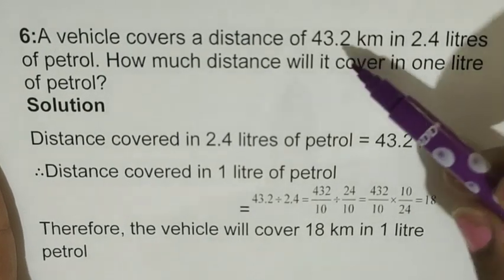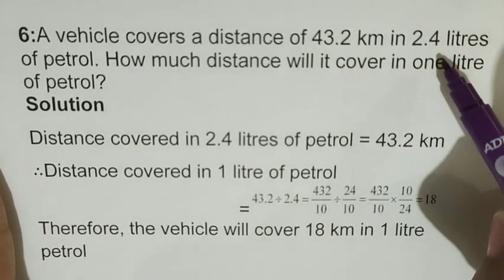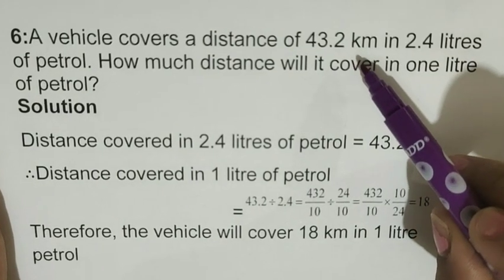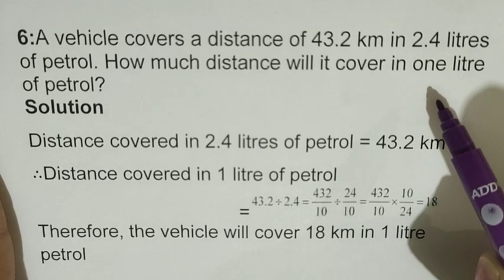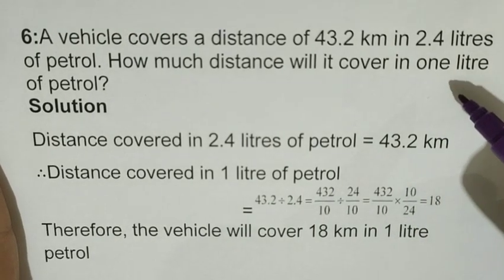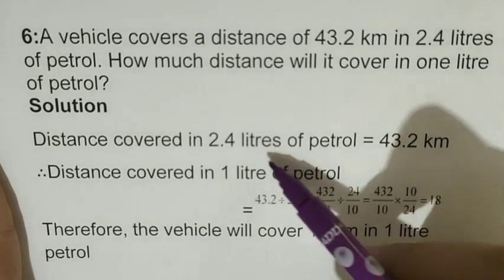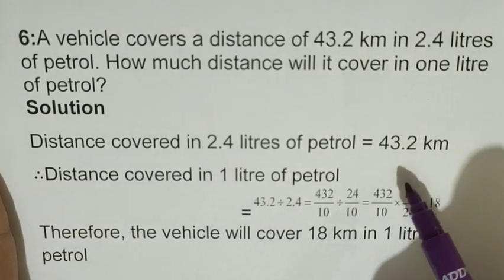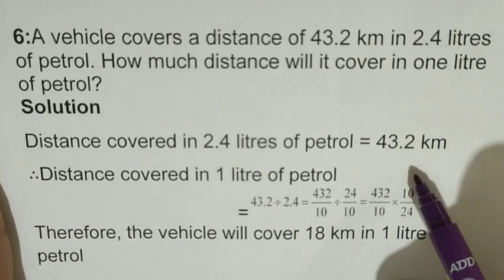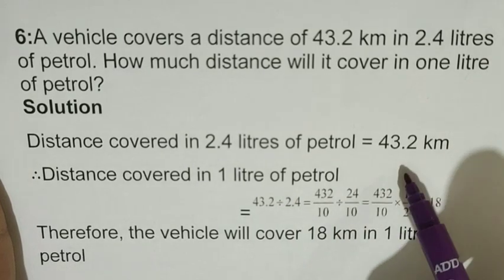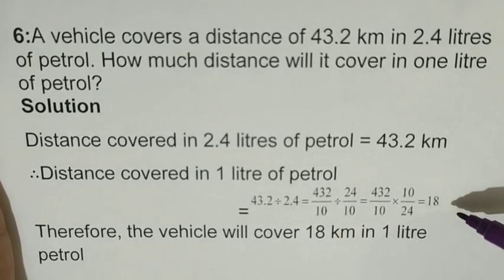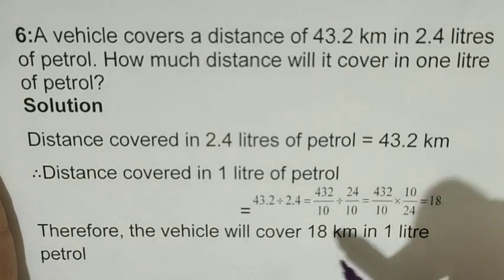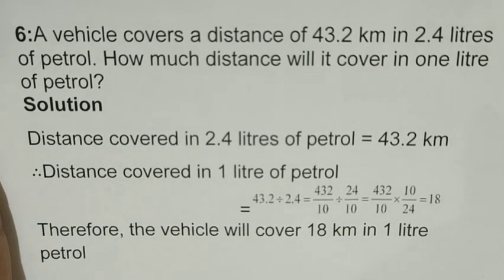I repeat, the question is given that for 2.4 liters, the distance is 43.2 and the question asks for finding the distance for 1 liter of petrol. So what should we do? We should divide. So we should write the sentence: 2.4 liters, the distance is equal to 43.2. For 1 liter of petrol means 43.2 divided by 2.4. After the simplification you will get 18. So the vehicle will cover 18 km in 1 liter of petrol.